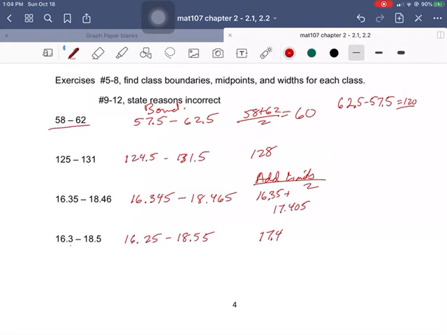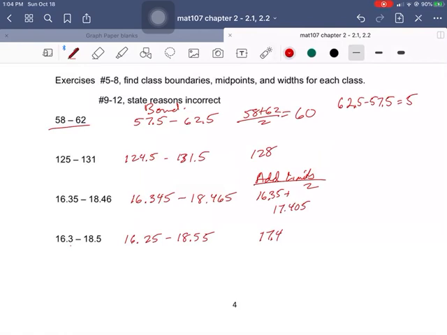So hang on, I'm trying to get to 5. Did I do something wrong? Oh, I added them. I should have subtracted. I was like, wait, that doesn't make any sense. Sorry, hang on. That's what happens when I do stuff too fast. I'm almost finished. I have a little clock that shows me how many minutes my video is taking. 62.5 minus 57.5 is 5. That's a little better. Okay, so you can subtract boundaries to get your class width.